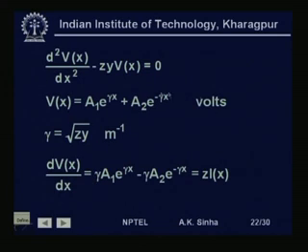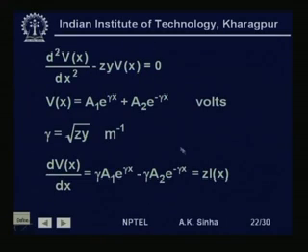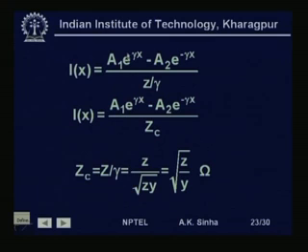Now, again differentiating this equation with respect to x, we get dV(x)/dx is equal to gamma a1 e to the power gamma x minus gamma a2 e to the power minus gamma x, and this is equal to z into I(x), because dV(x)/dx is z into I(x). Therefore, we can write that I(x) is equal to this term divided by z. So, I(x) is equal to a1 e to the power gamma x minus a2 e to the power minus gamma x divided by z, and the gamma term which was multiplied with a1 and a2 we have taken in the denominator. So, this is z divided by gamma.